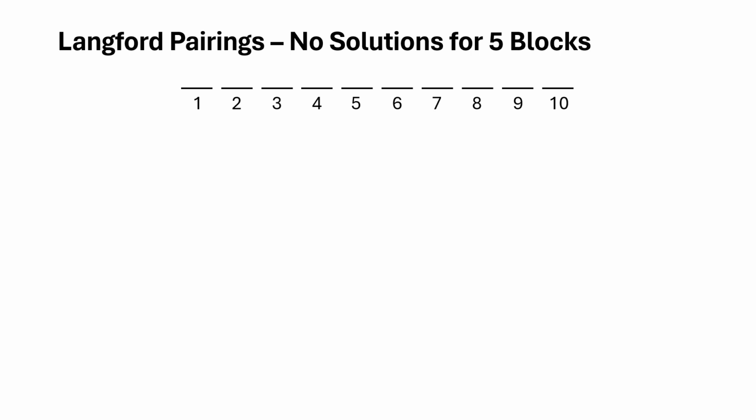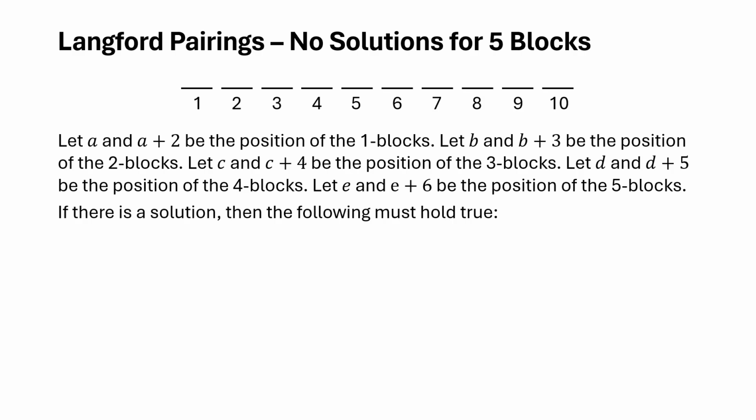We have 5 blocks. We have 10 positions that we need to put them in, 1 to 10. Right? We have 2 of 1, 2 of 2, all the way up to 5. So I'm going to prove there's no solution here. Let A and A plus 2 be the positions of the A block, so the 1 block, excuse me. So A could be 1, 2, it could be all the way up to 8, and then A plus 2 would be 10 in that case.